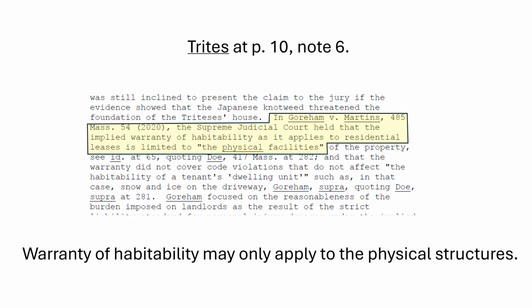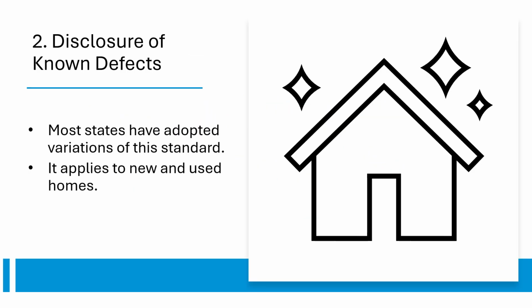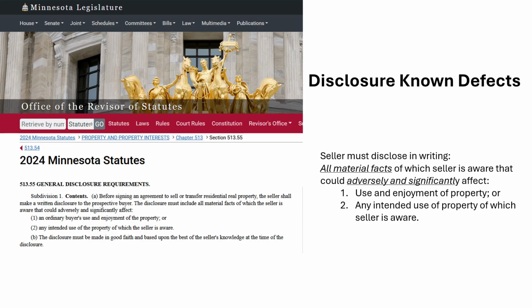The Trites were fortunate that their lawyers were aware of the Massachusetts consumer law. The most common doctrine nationwide is the one that requires disclosure of known defects. In most states, this requirement applies whether the transaction involves a new or used home. One example is Minnesota.